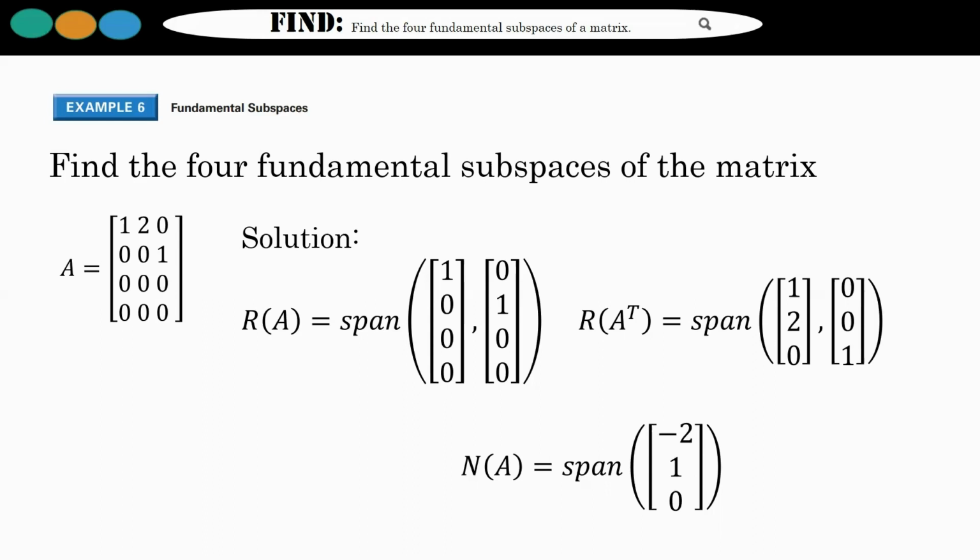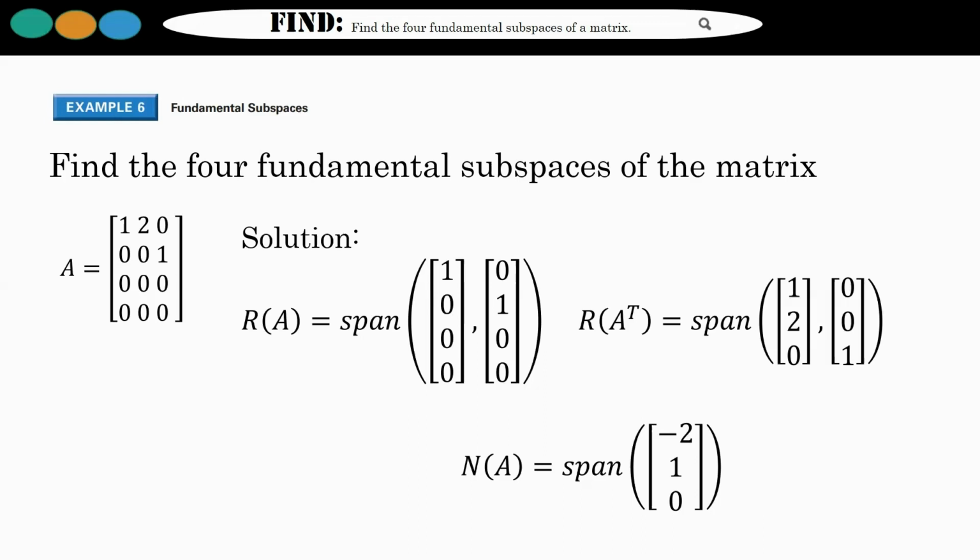So here we transpose the first, second, third row, and then get the first and second value of the transposed column. So it is equal to span 1, 2, 0, comma 0, 0, 2.